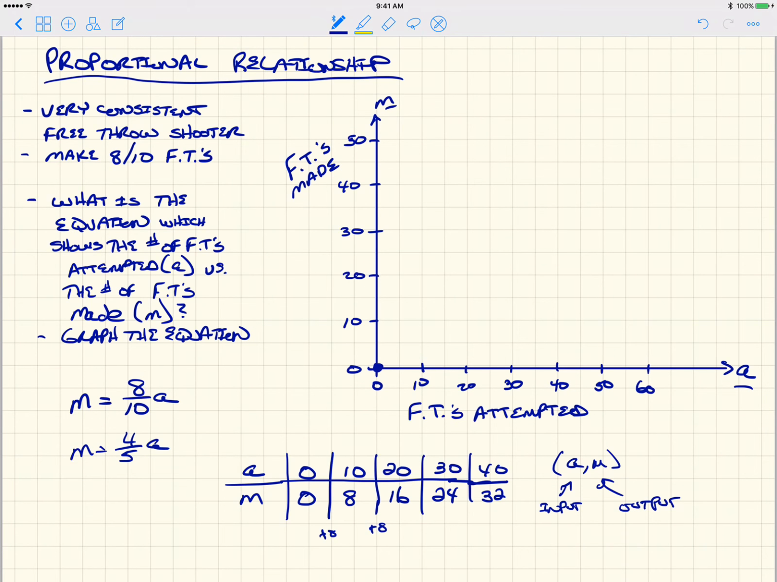Okay, if I shoot 10, I'm going to make 8, so that's going to be right around there, let's say. If I shoot 20, I'm going to make 16, so that's going to be right about here. All right. If I shoot 30, I'm going to make 24. So that's going to be where? That's going to be 30 and 24, right about there. All right, and so on and so forth.